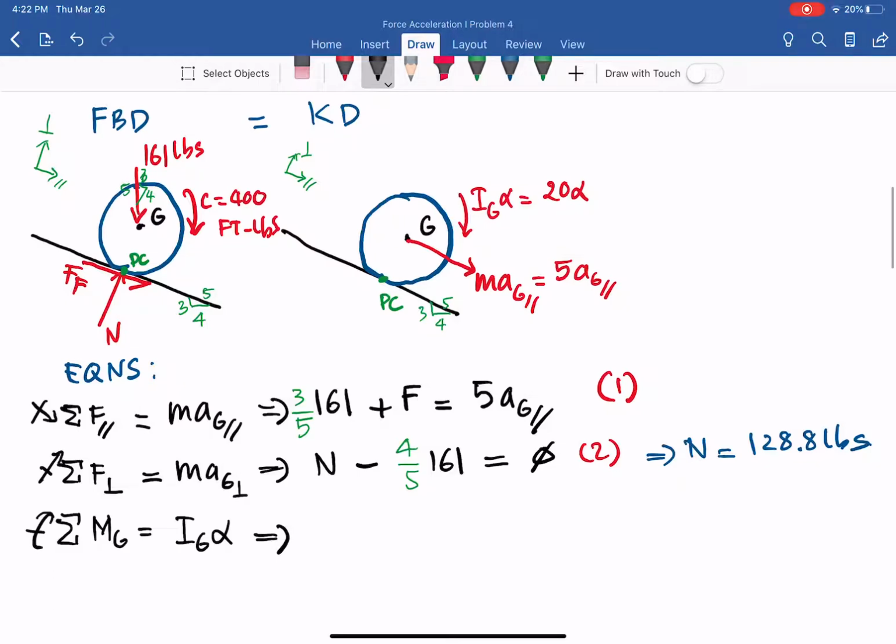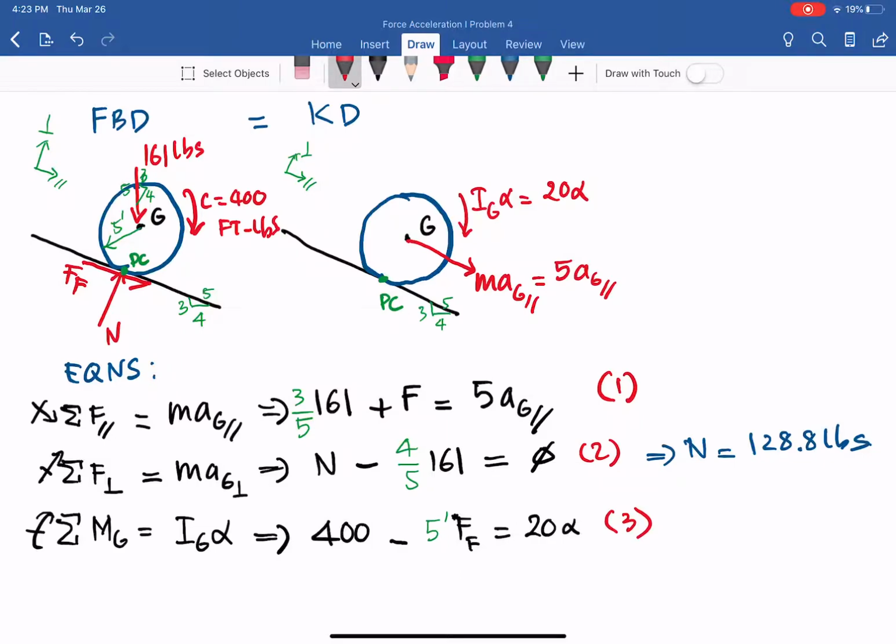So from that, what do we have? The weight goes through G, 0. Normal force goes through G, 0. Couple involved clockwise, so same, positive 400. Friction force about G, counterclockwise, so negative 5 feet, because the radius of the drum is 5 feet. So from that we have 5 times FF equal to IG alpha. In this case it's 20 alpha. That is equation 3.